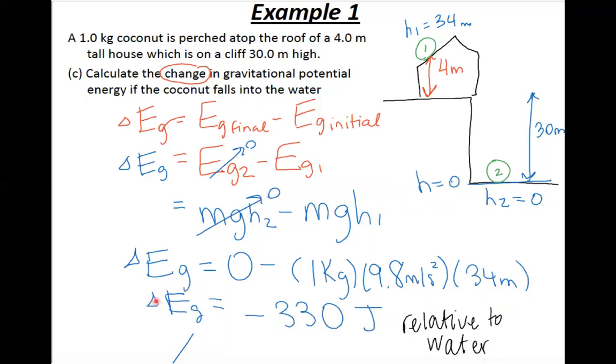So my change in gravitational potential energy is negative. That means I've decreased in my potential energy, which makes sense because I'm lower down than I was before. So since I'm closer to the Earth, there is less potential.